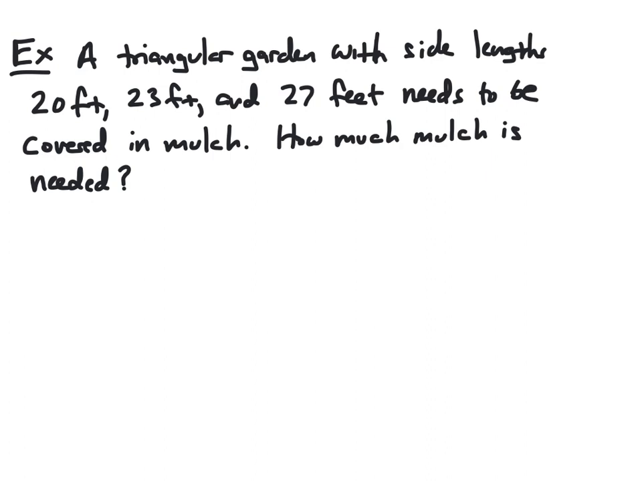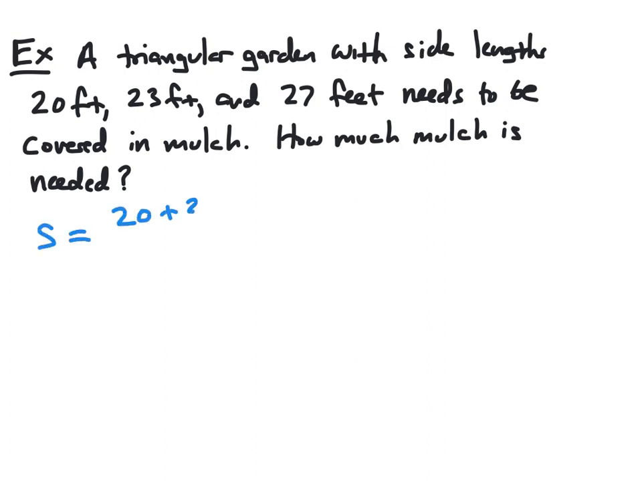For an example of how to use Heron's formula, let's suppose we have a triangular garden with side lengths of 20 feet, 23 feet, and 27 feet, and the garden needs to be covered in mulch. We'd like to know how much mulch we're going to need in order to do this. In other words, we need to find the square footage of the area of this triangular garden. Since we know the three side lengths of our triangular garden, this sets up perfectly to use Heron's formula. Our first step is to find the semi-perimeter.